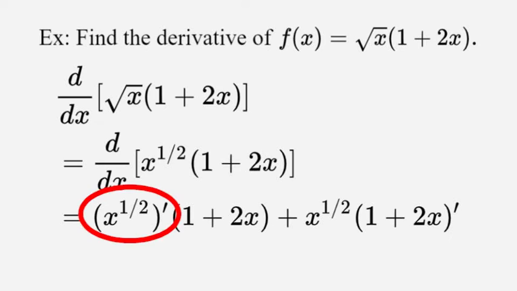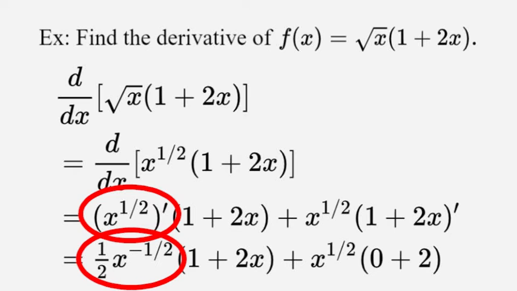And so the derivative of x to the 1/2 using the power rule is 1/2 x to the negative 1/2. Because using the power rule, I brought that 1/2 down in front, and then I subtracted 1 from the power, and 1/2 minus 1 is negative 1/2.